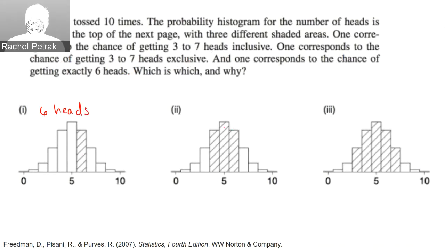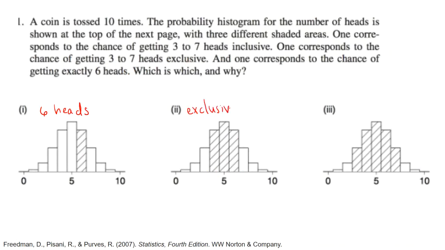When we look at histogram 2 here, we can see that 3 and 7 are not shaded, so this must be 3 to 7 heads exclusive, excluding 3 and 7. And finally, we can see that this one is clearly inclusive because it does include 3 and 7.